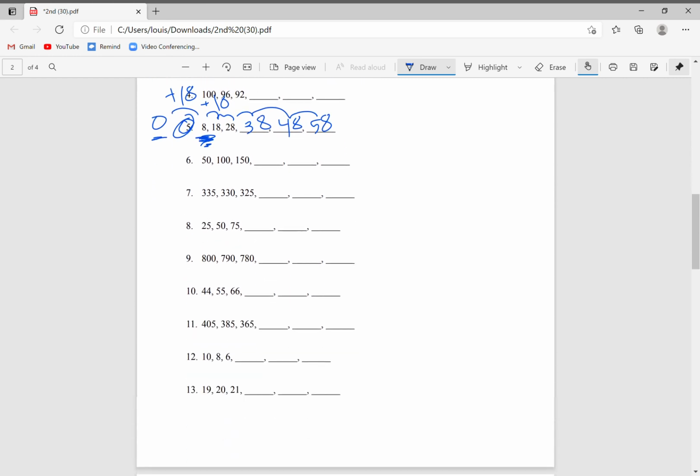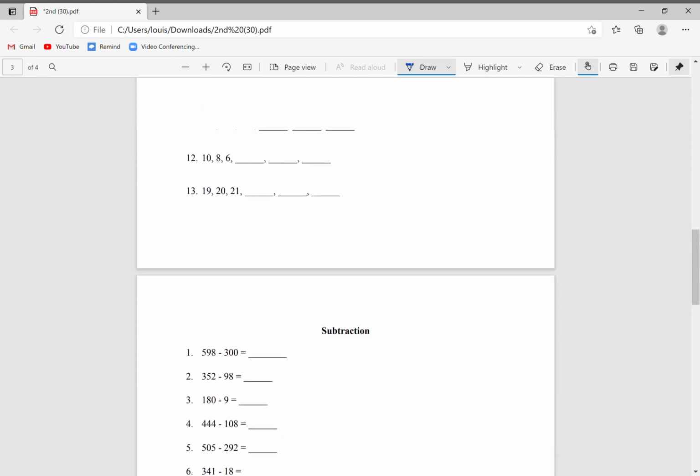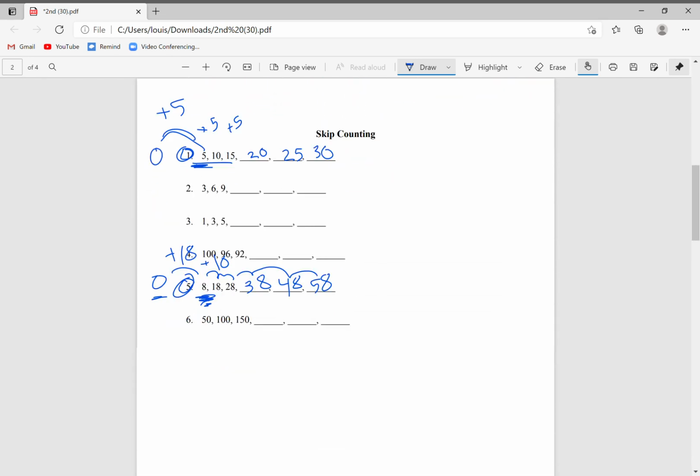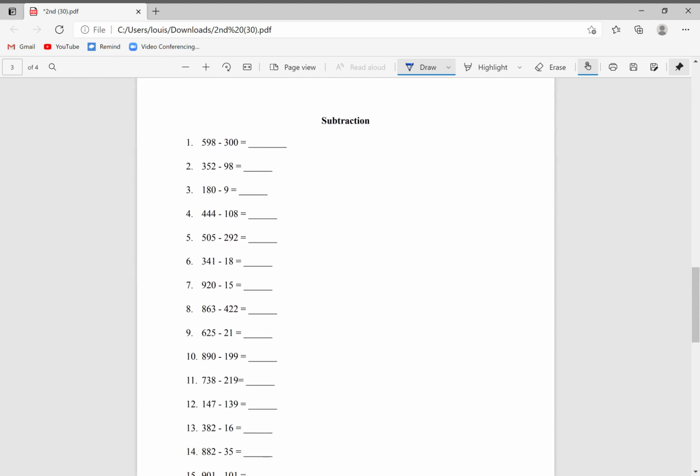Alright, continue moving along to subtraction. Now we've gone over subtraction in number 1, where we had to use subtraction in order to find the missing number. This is not any different, and this is just subtraction. However, some differences in subtraction you'll see are the process of moving a number from the tens place to the ones place, or hundreds place to the tens place. So what do I mean by that?